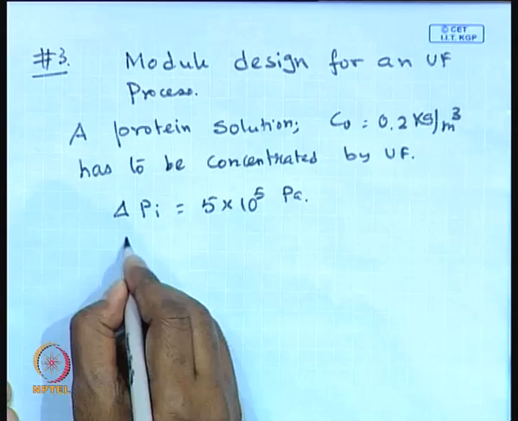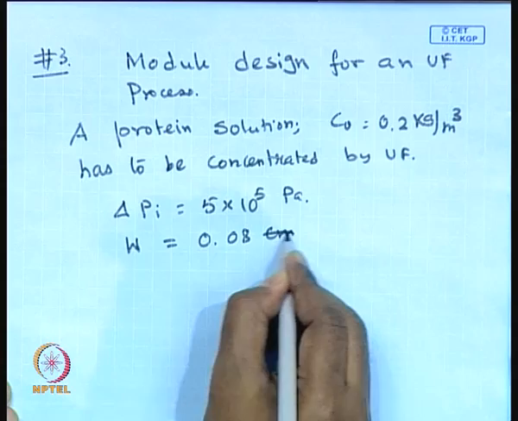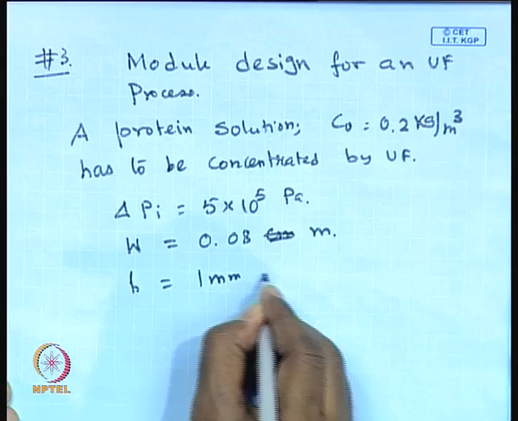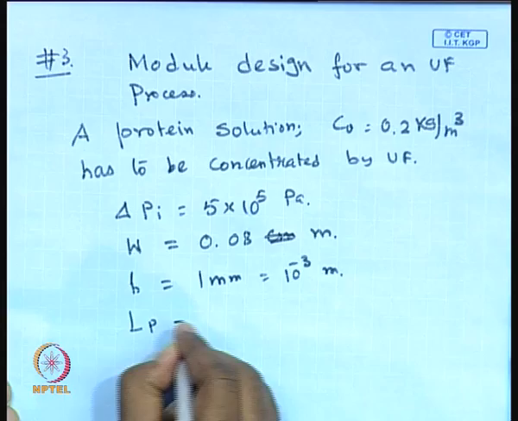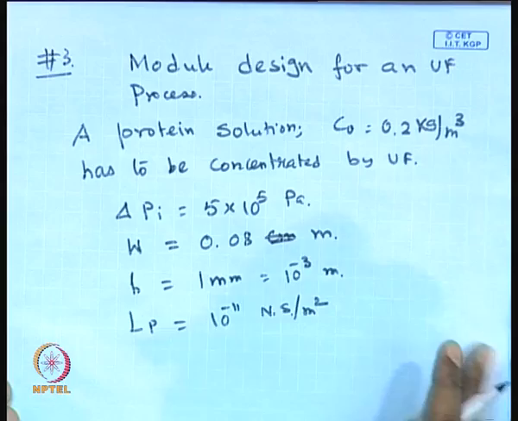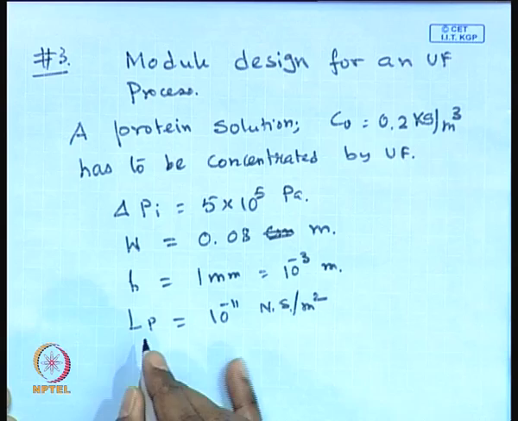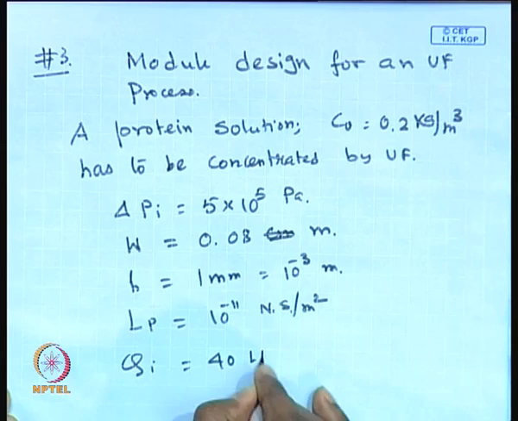W is the width of the channel, and this is the same as 8 centimeter or 0.08 meter, and the channel half height is, let us say, 1 millimeter. So, this becomes 10 to the power minus 3 meter. The membrane permeability is given as 10 to the power minus 11 Newton second per meter square. So, this basically is in the order of 10 to the minus 11, it may be 2 into 10 to the minus 11 or 3 into 10 to the minus 11. For this particular problem, let us take it in the order of 10 to the minus 11. The feed flow rate at the channel entrance, Q I, is 40 liter per hour, and the channel length is 2 meter.